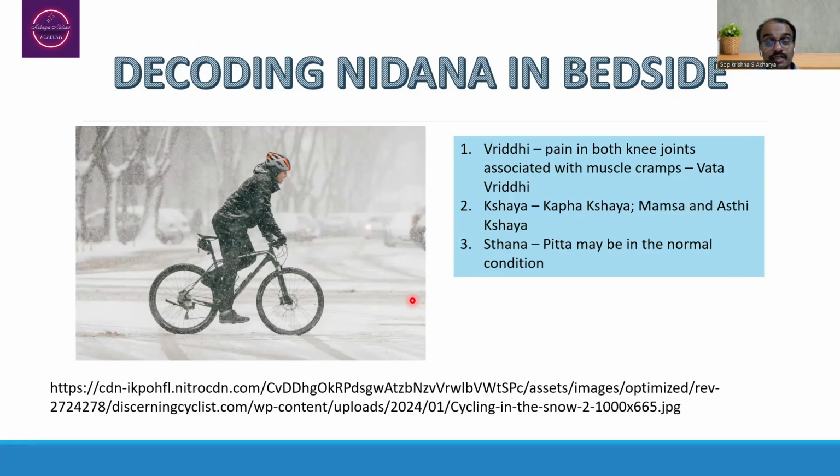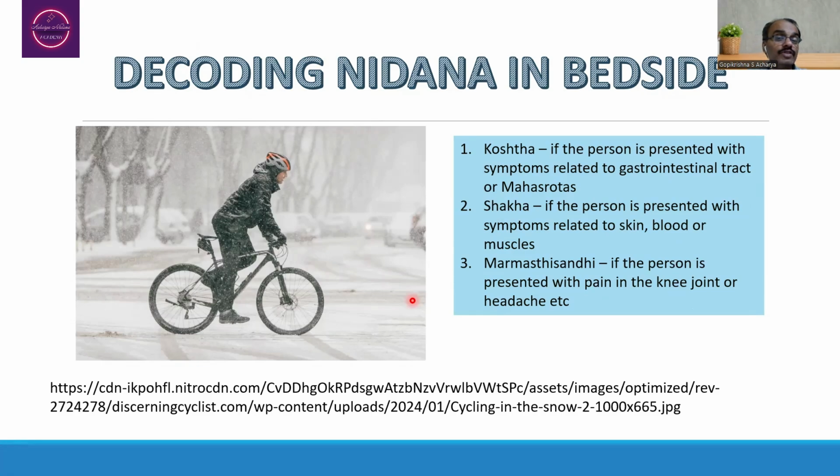When you think about the Vriddhi, where the person will be having the pain in the knee joints, associated muscle cramps, we may suspect there may be a possibility of a Vata Vriddhi. And what kind of Kshaya may you suspect there? Kapha Kshaya may be observed, plus there may be Mamsa or Asthi Kshaya observed in this particular example. Whereas Sthana, in the sense, there will be the Pitta that may be in the normal condition.